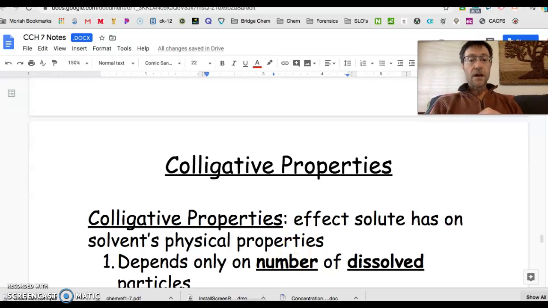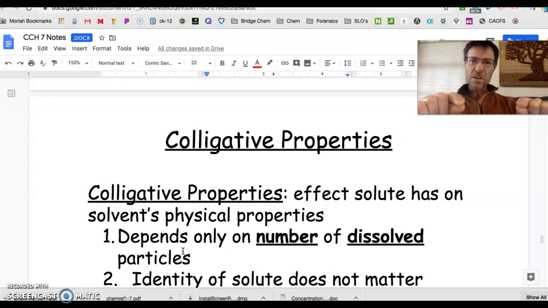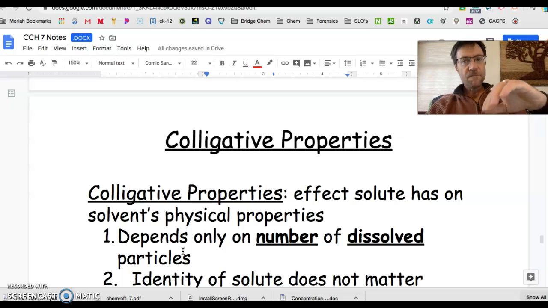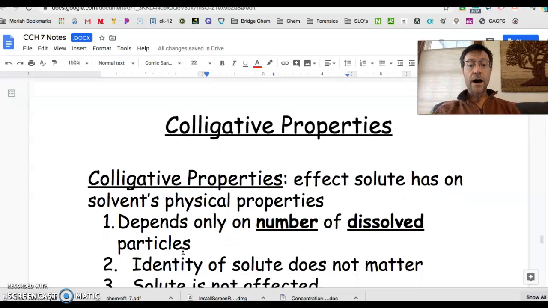So here's the deal. The colligative properties are the effects a solute has on the solvent's physical properties. And what's neat about this is that it depends only on the number of dissolved particles. It doesn't matter what it is, just how many particles are dissolved in the water, because those particles physically interfere with the physical process of freezing and boiling, kind of get in the way of that. And that's how it interrupts it and creates what we call the colligative properties.